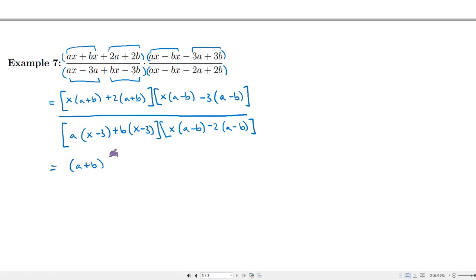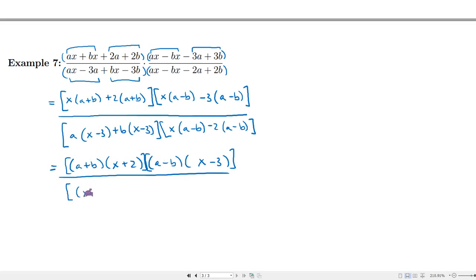Okay, so factoring a little bit more, factoring a plus b out, we would be left with x plus 2. Factoring out a minus b over here, those are your square brackets, but we can actually drop those at this point. Factoring out a minus b, we're left with x minus 3. Then factoring out x minus 3, we're left with a plus b. Factoring out a minus b, we are left with x minus 2. And now these are all just normal parentheses, and so we can start to reduce things.